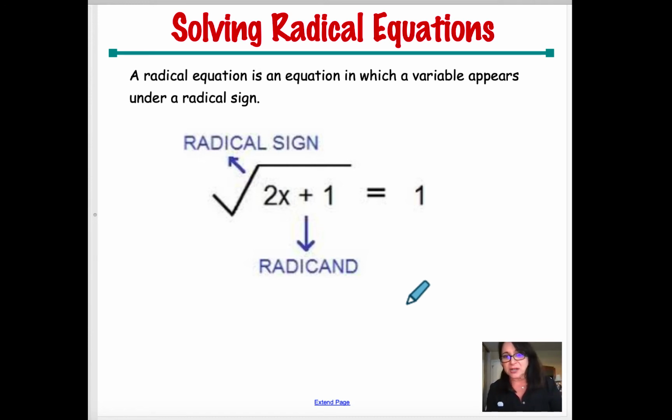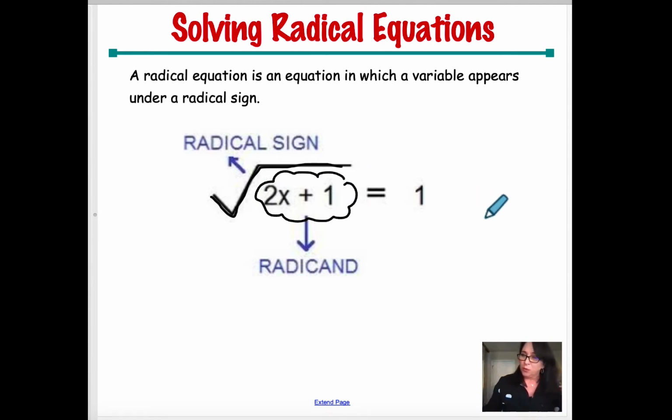A radical equation is an equation in which a variable appears under a radical sign. This is the radical sign right here, and the radicand is this value inside. Now remember, this is not the same as a division. This is a radical root, right? A lot of times you're going to see a little lip right there, but a root is not a division sign. So just make sure you're careful with that, because otherwise that would be called the dividend, right? But it's the radicand.